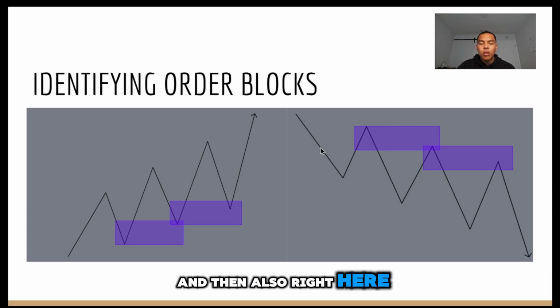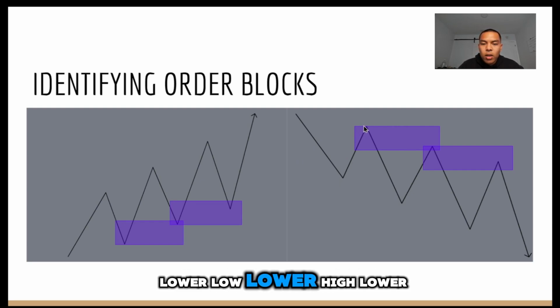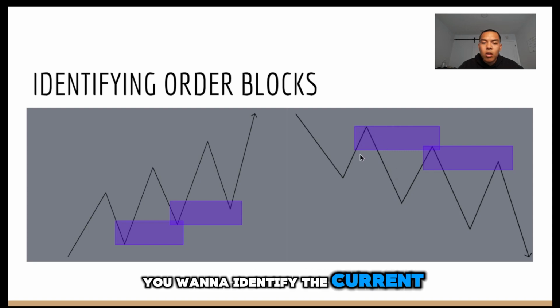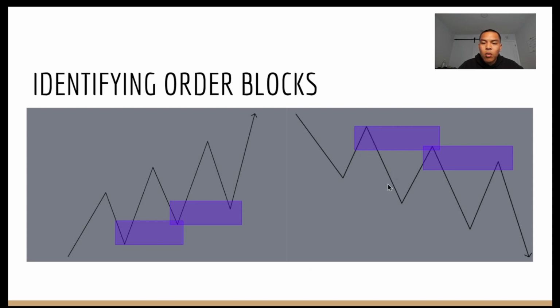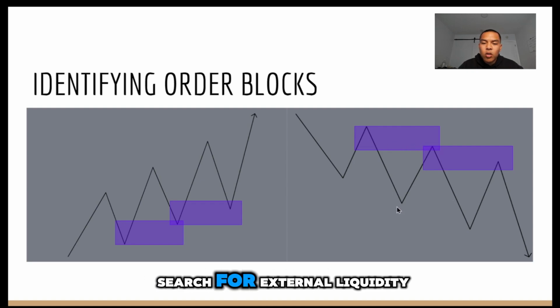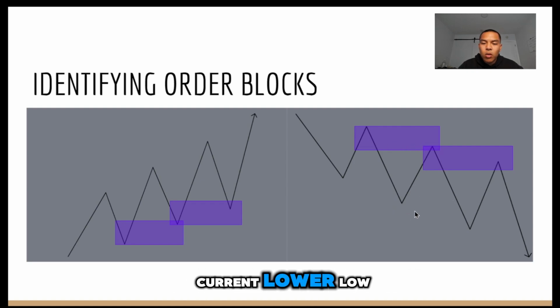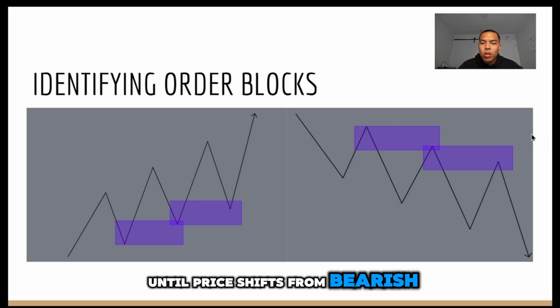And then also right here on the right side, we have an example of a bearish market, right? Lower low, lower high, lower low, lower high, lower low, lower high. Each time in a bearish market, specifically, each time there's a lower low made, you want to identify the current lower high in that market structure. Once price retraces back into that lower high, it'll then expand and search for external liquidity, which is going to be your current lower low. So it just continuously does that, right, until price shifts from bearish to bullish.